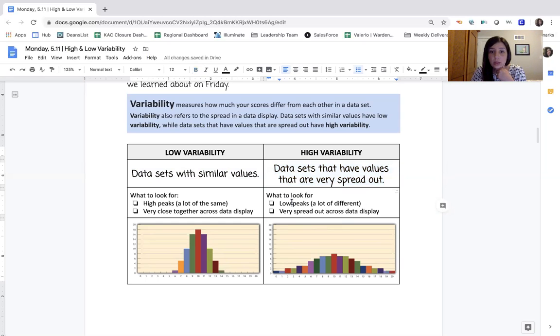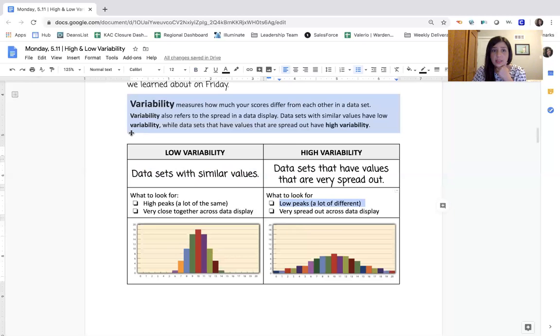And the way that we look for that visually on a histogram or a dot plot is if there aren't really any high peaks. There are these low peaks all throughout, and it's very, very spread out across the data display. Again, there are a lot of different types of data. That means that there's a lot of variance or a lot of variability.